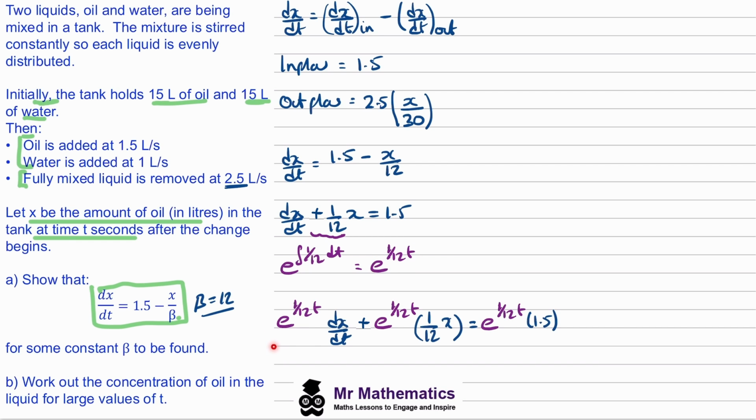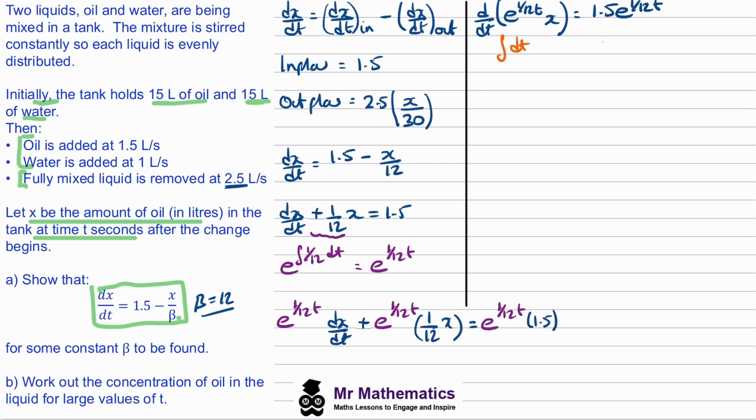So when you differentiate the left-hand side with respect to t, we get this right-hand side. And then if we integrate both sides with respect to t, these will cancel, and we'll work out the integral of this right-hand side. And when you integrate e to the 1/12 t, we can use the reverse chain rule. So we'll multiply the 1.5 by 12, and we'll get 18. And we need to add in that constant term of integration.